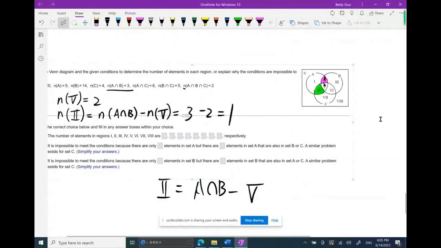Okay, so we have found region 2 has 2 elements. Region 5 has 2 elements. Region 2 has 1 element. And what's the cardinal number of region 4?